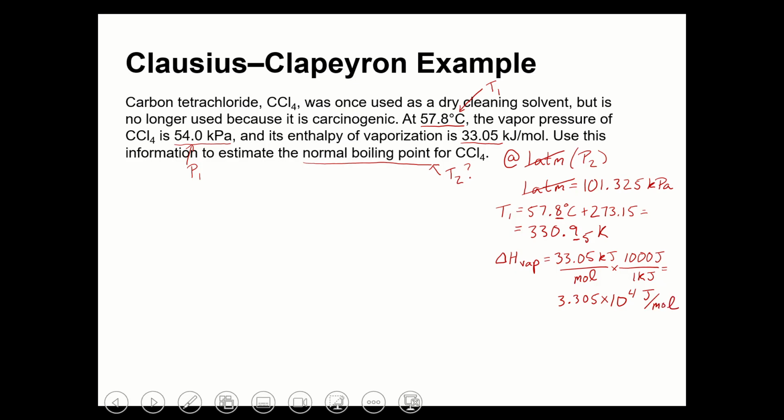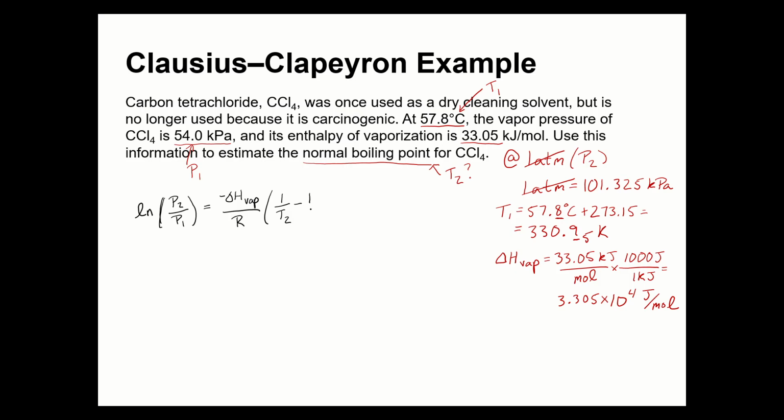Okay, and I'll go ahead and switch my color back to black here. We are done with converting all of the units. And now we can finally set up that Clausius-Clapeyron equation. So remember that the Clausius-Clapeyron is the natural log of your P2 over P1. So final minus initial equals the negative delta H value over your gas constant R times 1 over your final temperature minus the inverse of your initial temperature.